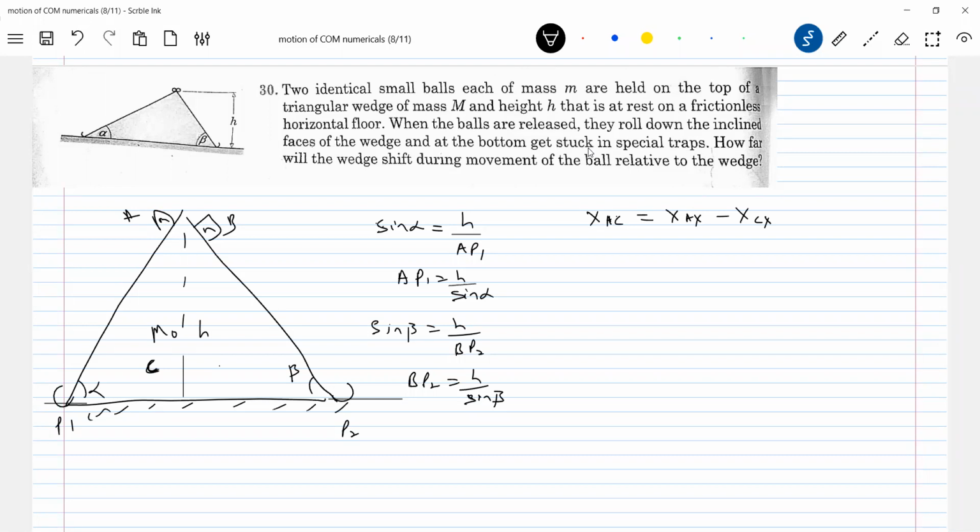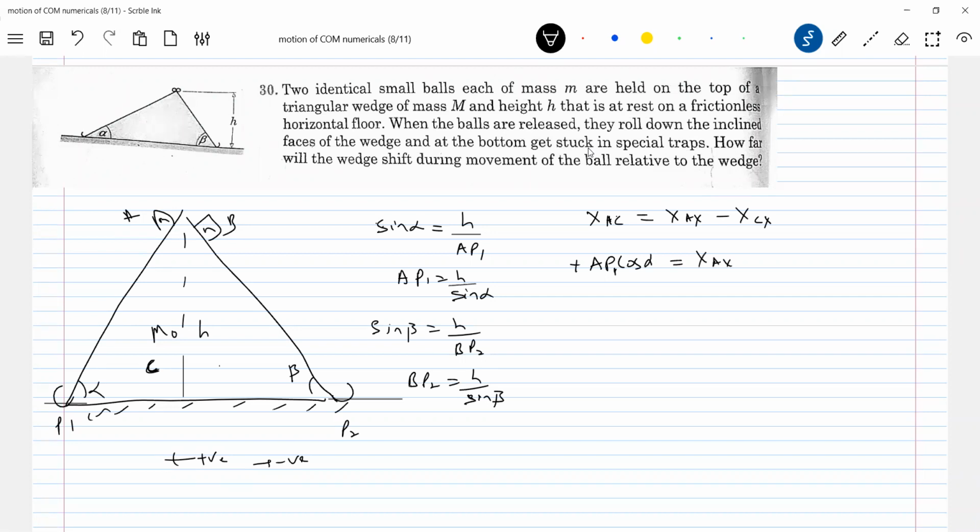Now, what is XAC? How much will the block move along the incline? AP1, along x-axis, AP1 cos alpha towards left. So, let me take this positive, and anything towards left, negative.